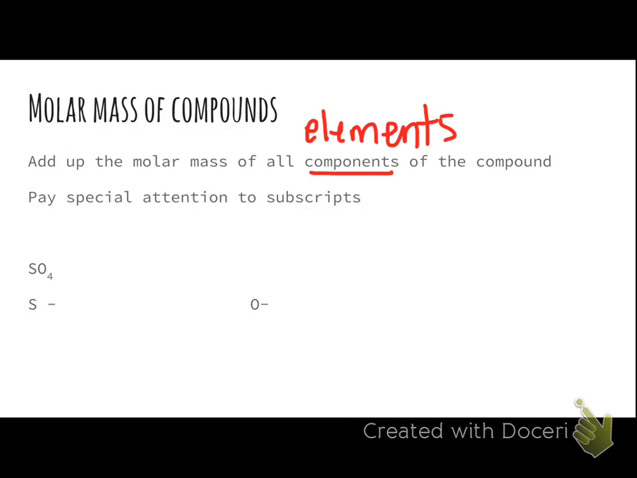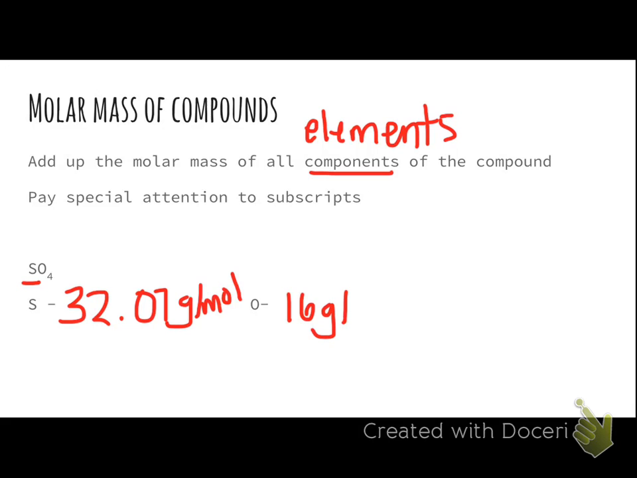All right, so SO4. First thing we got to do, determine the molar mass of the S. It is 32.07 grams per mole. And how many do I have? I only have 1, so multiply it by 1, it's going to give me the same thing. Oxygen, 16 grams per mole. How many oxygens do I have? 4. I know I kind of erased that. There's 4 there. Times 4 equals 64 grams per mole.